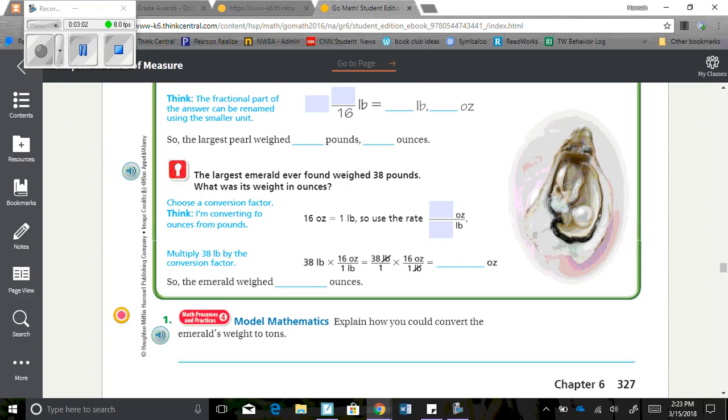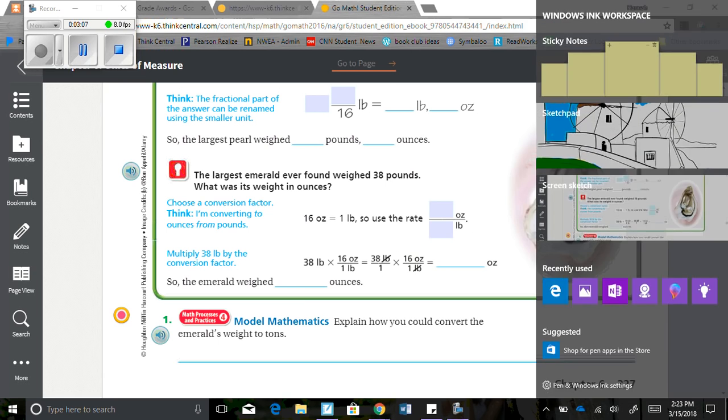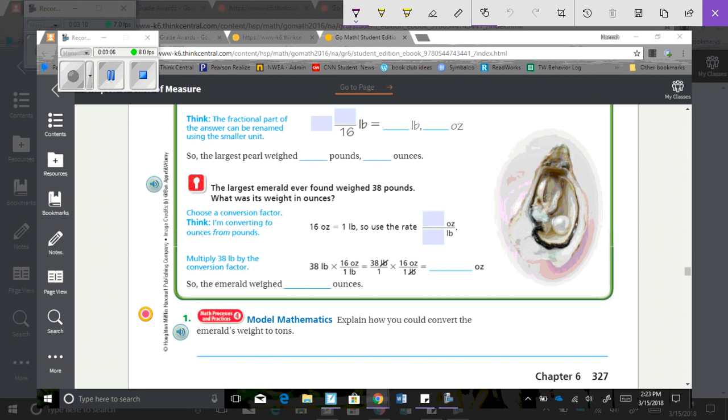The largest emerald ever found weighed 38 pounds. What is its weight in ounces? I need to choose a conversion factor, and I'm converting pounds to ounces. I have 16 ounces in 1 pound, so the rate is 16 over 1. Multiply 38 pounds by the conversion factor. So we're putting 38 over 1 times 16 over 1, canceling out our pounds, and we have ounces left.